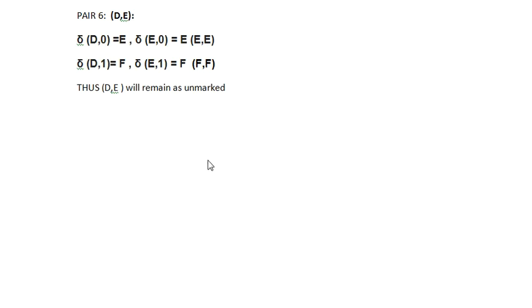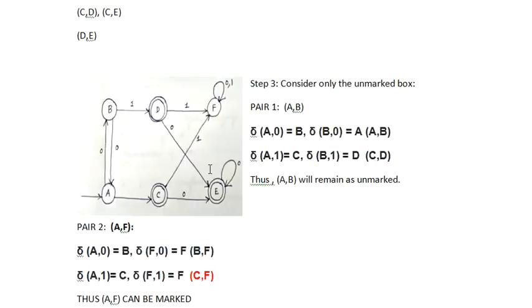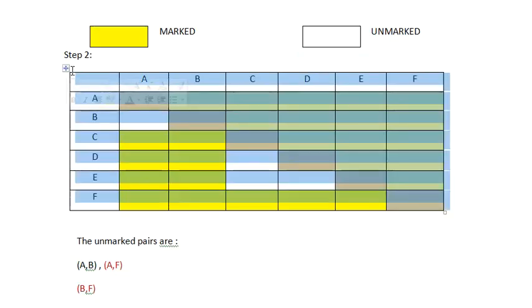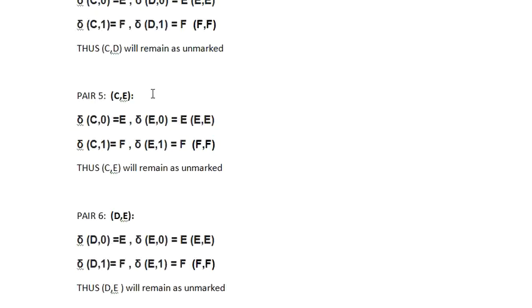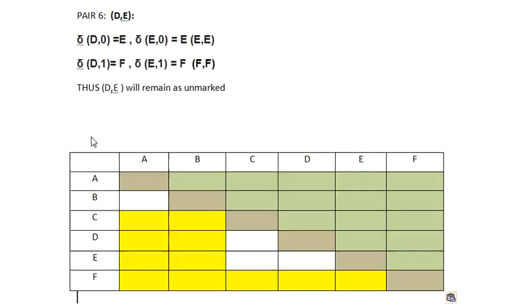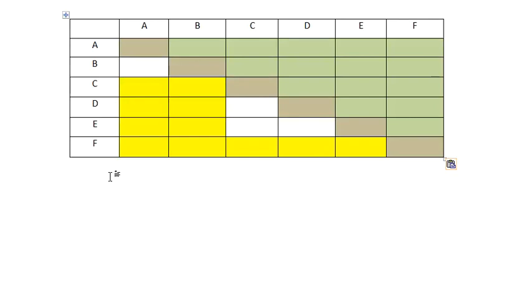Now I will be looking into the diagram, the table, sorry. If we check this table, it will look like this. Which are the unmarked pairs now? The unmarked pairs will be: number 1 is A comma B. Number 2 is C comma D.